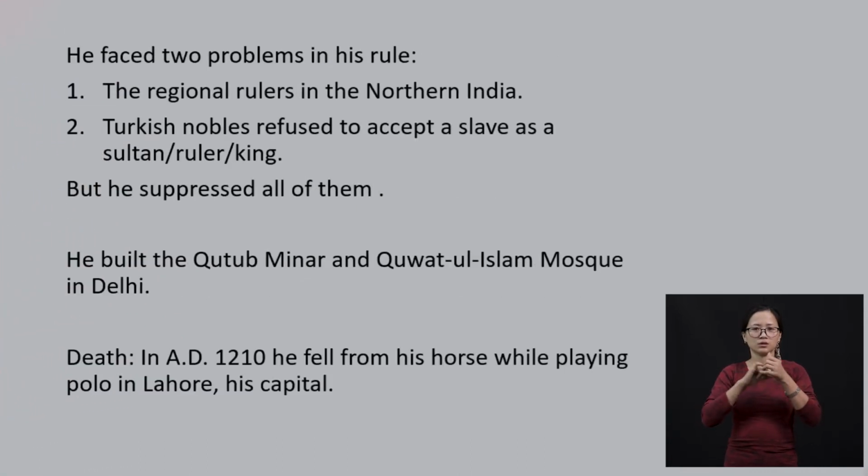There were two problems that he faced in his rule. The regional rulers in northern India, who were mostly from Rajasthan, the Rajput rulers. Then the Turkish nobles who refused to accept him as sultan because he was a slave. But he faced these two problems by suppressing all of them.